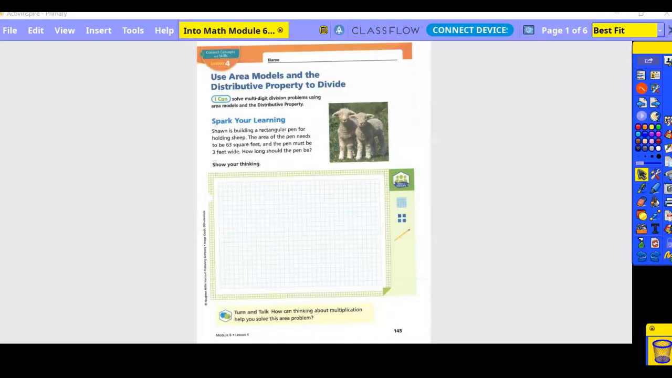Fourth grade math lesson 6.4. Use area models and the distributive property to divide. I can solve multi-digit division problems using area models and the distributive property.